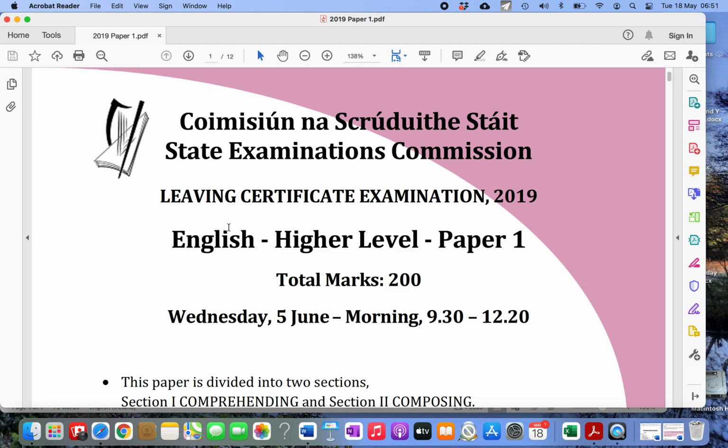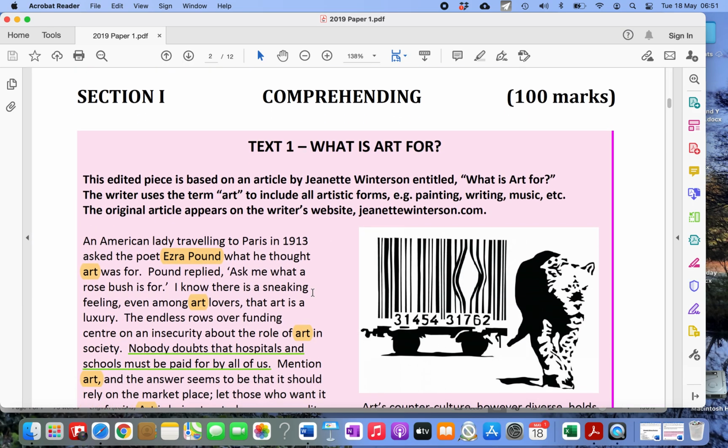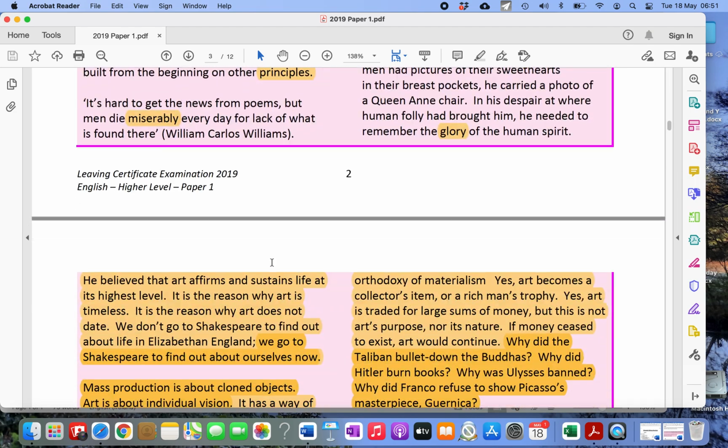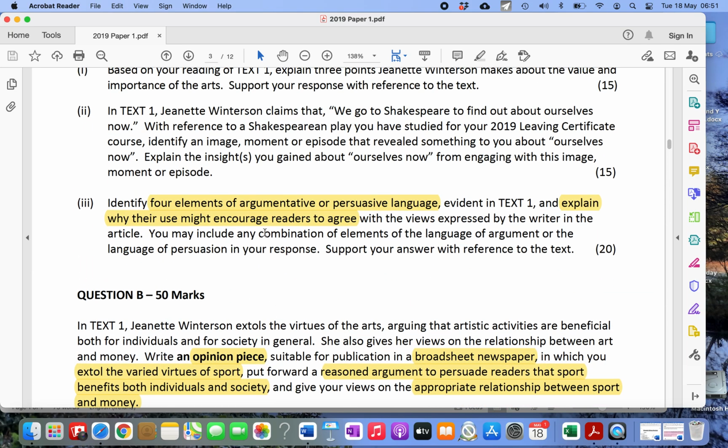revise the language of argument and persuasion and to look at key elements of those language genres that you might see in a text. So why do we do this? Well, don't forget, a lot of you will answer the question A's. This is the 2019 exam. And when you answer the question A, you will know that usually the third question is a style question.